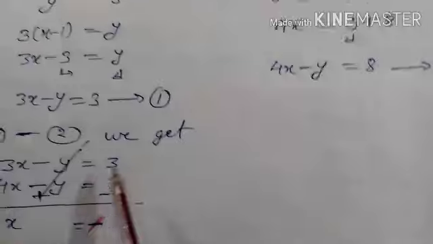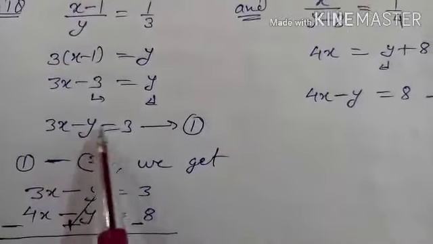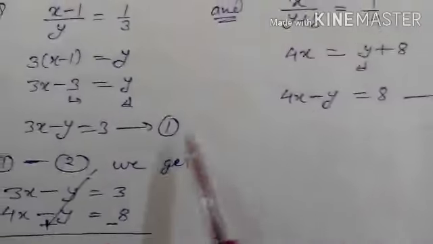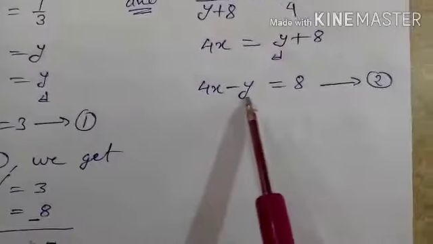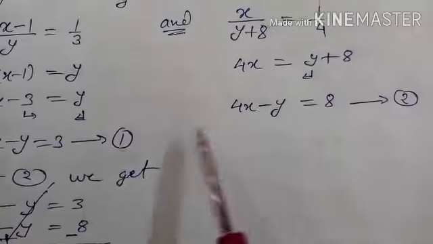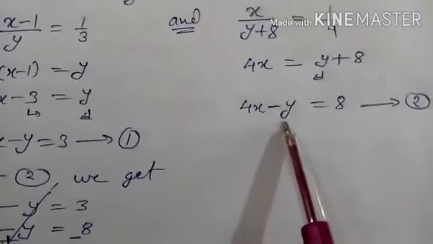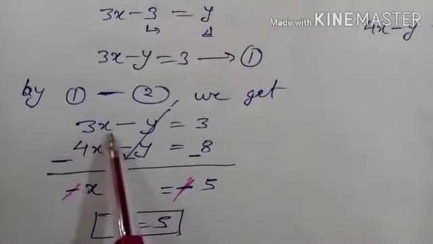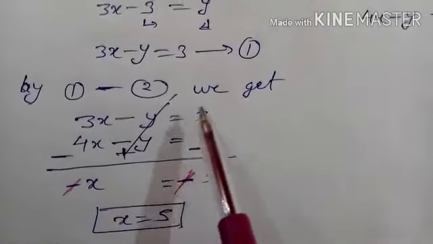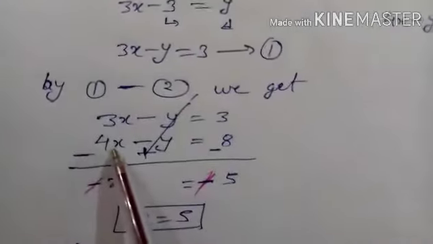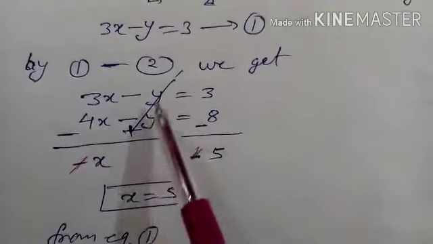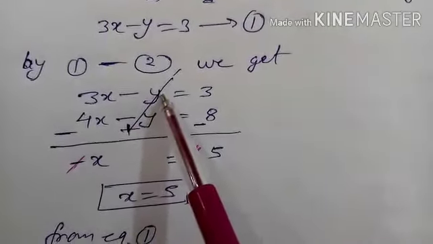Once again observe these two equations. 3x minus y is equal to 3 and 4x minus y is equal to 8. Here the coefficients of y are both the same, that is minus 1. So here we eliminate variable y first. So by equation 1 minus equation 2. First write equation number 1, 3x minus y is equal to 3, and after that the second, which is 4x minus y equal to 8, and change the sign. This is minus, this is plus, and this is minus. So plus y and minus y, both cancel out.